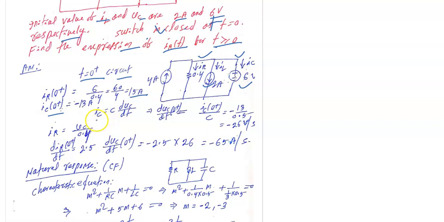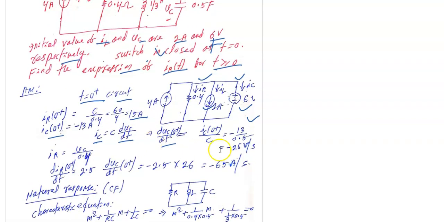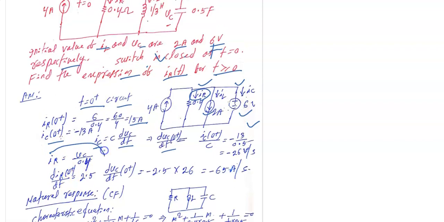So we know that IC is equal to C dVc upon dt. So you can find dVc upon dt at 0 plus. So you got this result. Then, because our equation will involve IR, obviously we need to find dIR upon dt at 0 plus. So we know these relations.